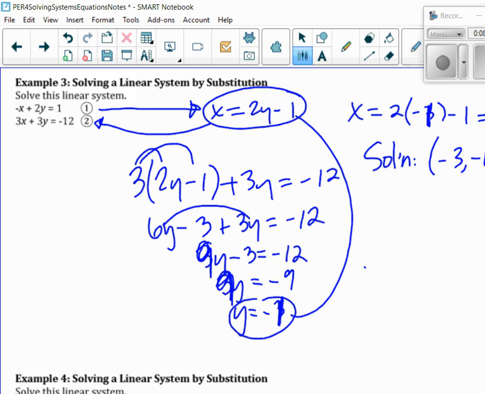So let's verify. Negative 3 plus 2 times negative 1, does that equal 1? Well, this is 3 minus 2, so yeah, that one worked. And then 3 times negative 3 plus 3 times negative 1, does that equal negative 12? So that's negative 9 minus 3, so yeah, that works as well. So, okay, let's try the next one.